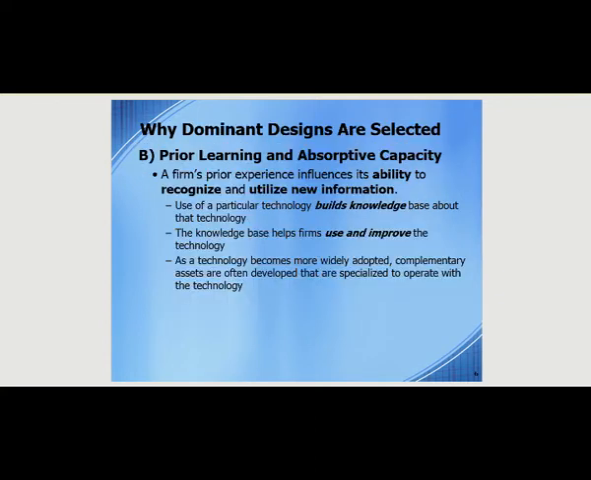Prior learning and absorptive capacity. A firm's prior experience influences its ability to recognize and utilize new information. Use of a particular technology builds a knowledge base about that technology. Even failures can provide useful learning experience and build a base of knowledge for future use. The knowledge base helps firms use and improve technology. It suggests that technologies adopted earlier than others are likely to become more developed, making it difficult for other technologies or companies to catch up.